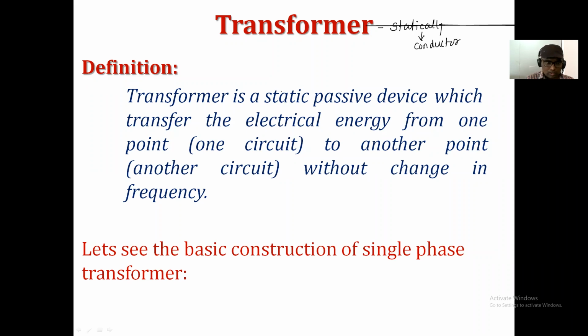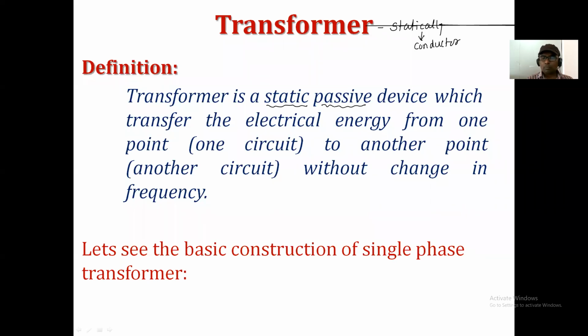That's why the transformer is called a static device, because a transformer does not consist of any rotating, movable or vibrating part. All parts of a transformer are stationary. Why is it called a passive device? Because it just receives the energy from one circuit or one point, and delivers the energy to another circuit or another point. It will not amplify the signal, it will not generate the signal. That's why it is called a passive device.